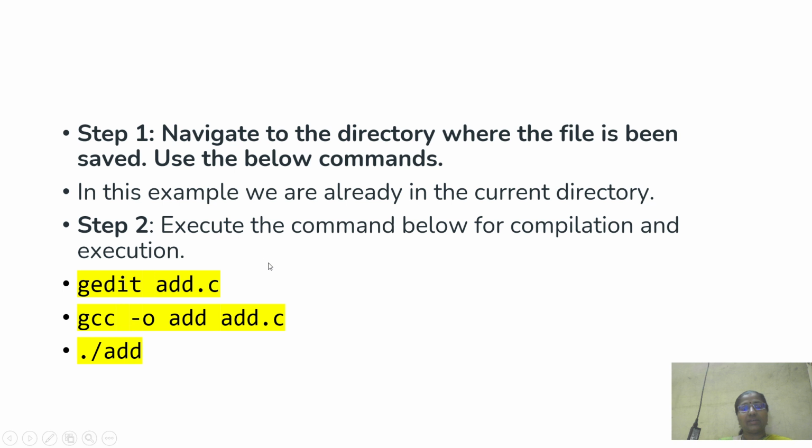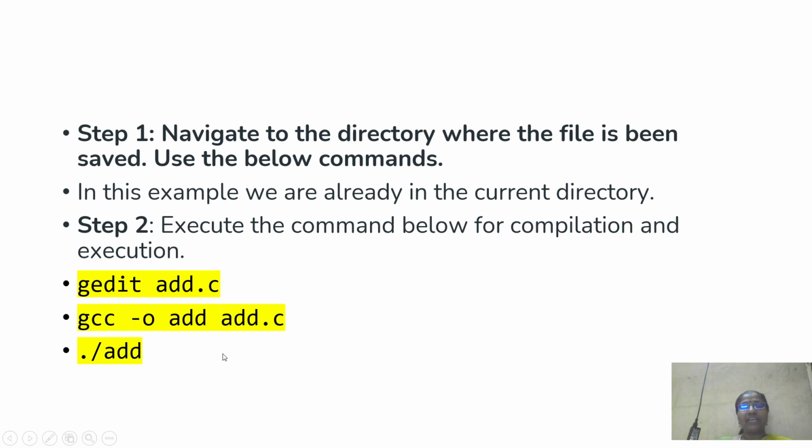So you have to compile it using the GCC compiler. GCC with the -o option, that is the object file, that is the executable. It will be placed under the name add. If you are not mentioning this name add, then the default file name where the executable is placed will be a.out. So GCC -o add.